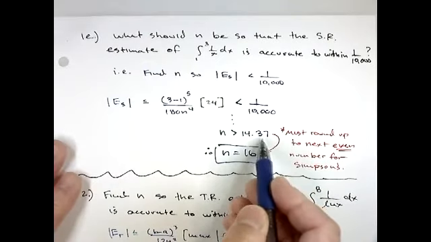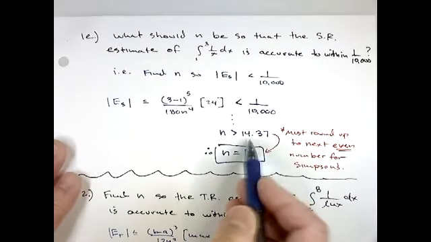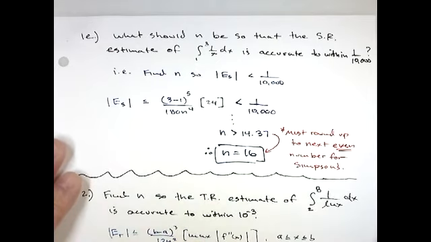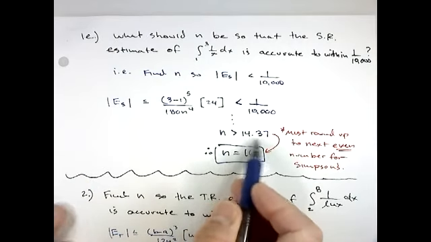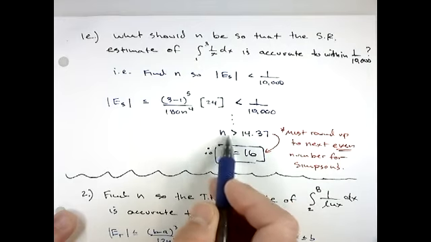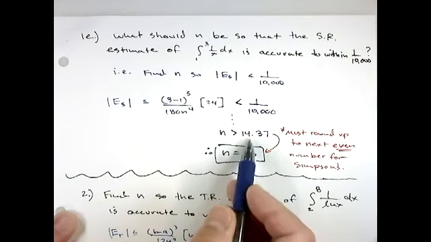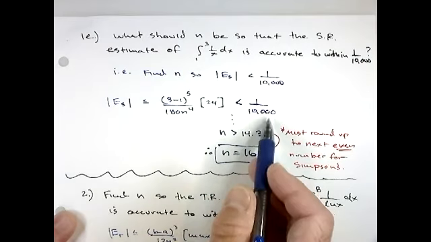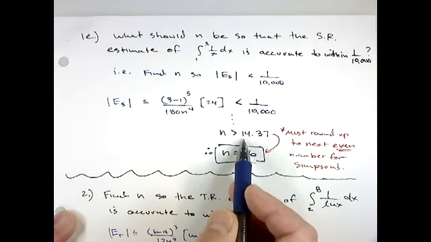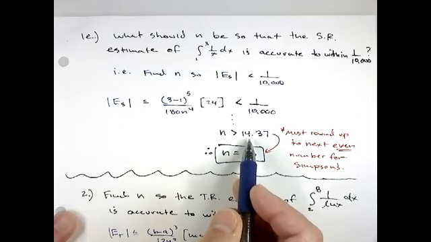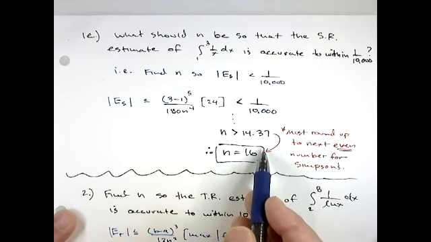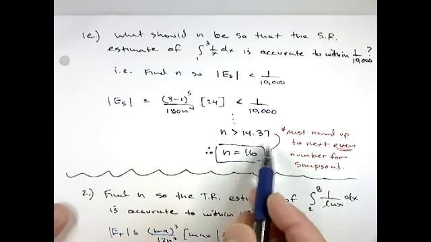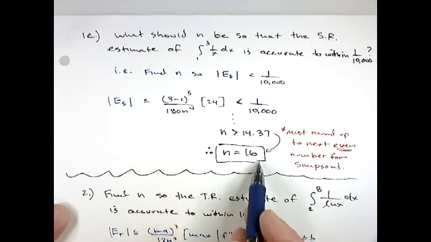Two issues. Number one, remember, n is the number of subintervals. It has to be a whole number. You can't have 14.37 subintervals. And also remember that this is the bare minimum value for n that makes this true. So you can't go down to 14 or you're not going to be accurate to within 1 over 10,000. So you're going to round up. And also remember, for Simpson's rule, n has to be even, so you can't even round up to 15, because you can't use 15 subintervals for Simpson's rule. So you'd have to go all the way up to 16.